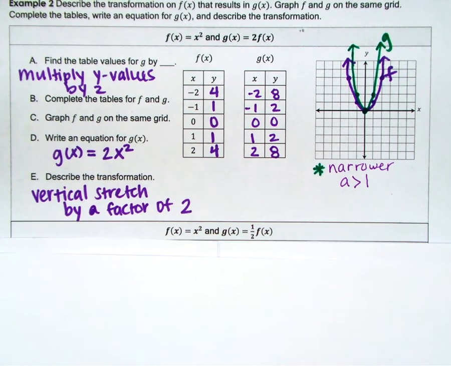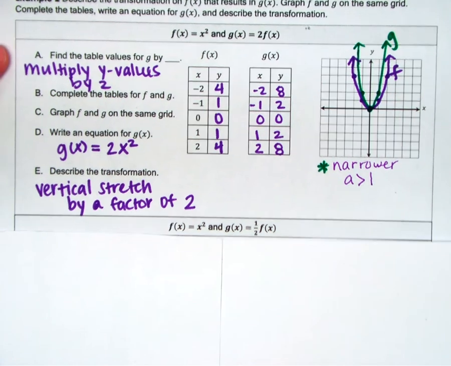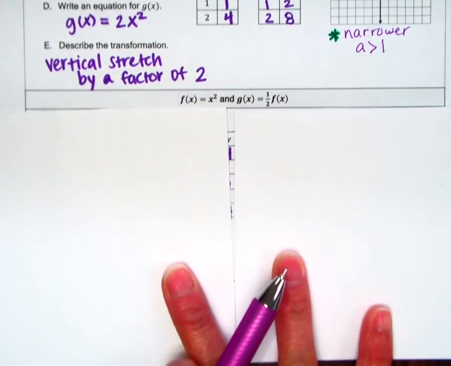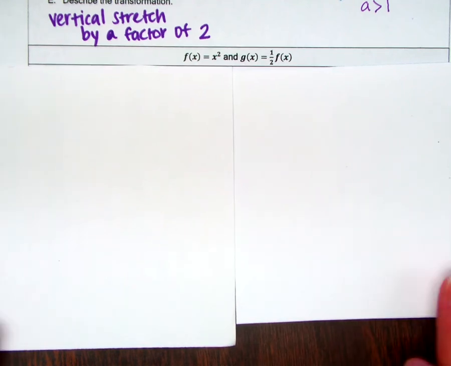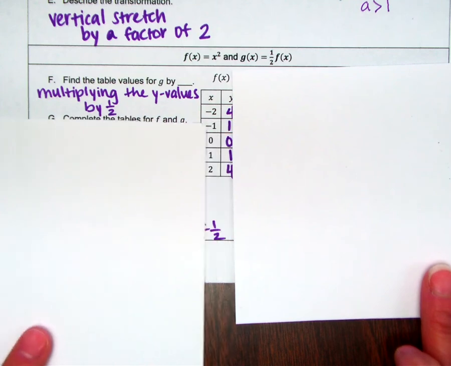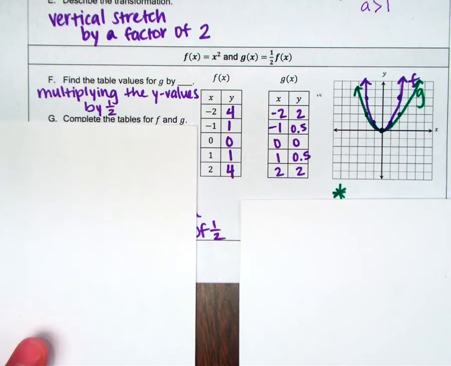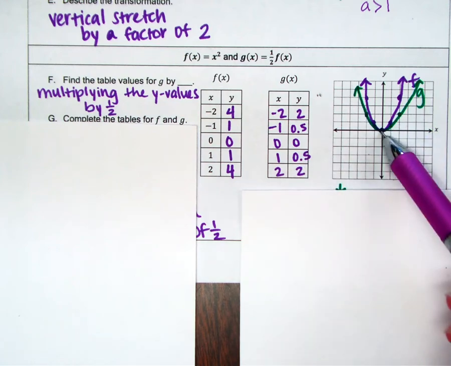In the next example, you have f of x equals x squared as your parent function. And this time, the new function is g of x equals 1/2 times the entire function, which is f of x. So if you're multiplying the entire function by 1/2, you're changing the y values and multiplying them by 1/2. So here, if I multiply all my y values by 1/2, the new graph will look like this.